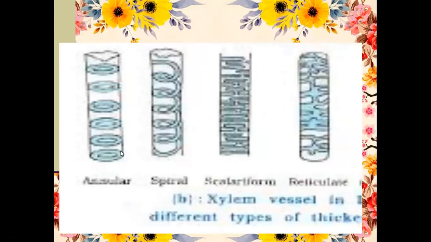During the formation of the secondary cell wall, the chemical lignin is deposited in an annular structure, spiral structure, ladder or scalariform structure, or irregular reticulate structure. These formations of lignified chemicals help in mechanical support to the xylem vessels. This is the xylem structure and the function of the xylem.